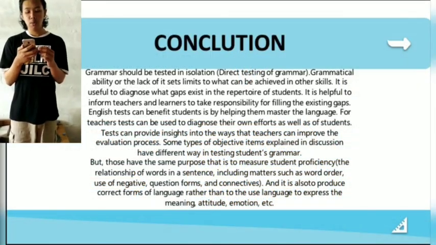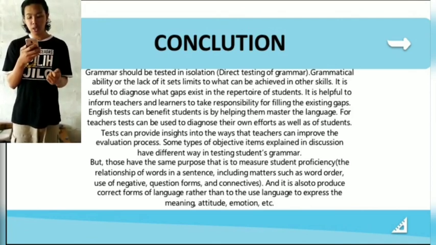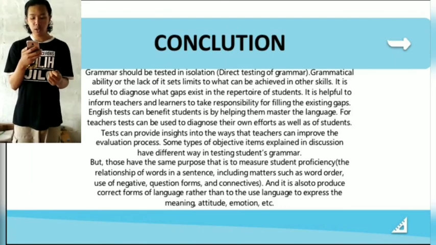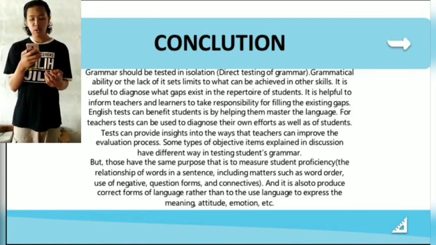Conclusion. Grammar should be tested in isolation. Direct testing of grammar: grammatical ability, or the lack of it, sets limits to what can be achieved in other skills. It is helpful to diagnose what gaps exist in the repertoire of students. It is helpful to inform teachers and learners so they take responsibility for filling existing gaps.